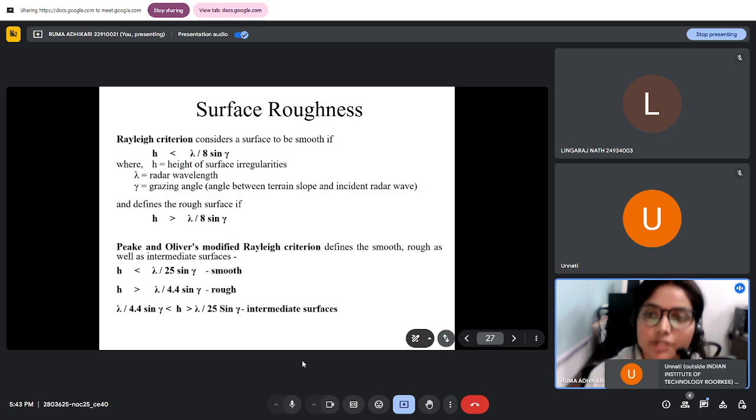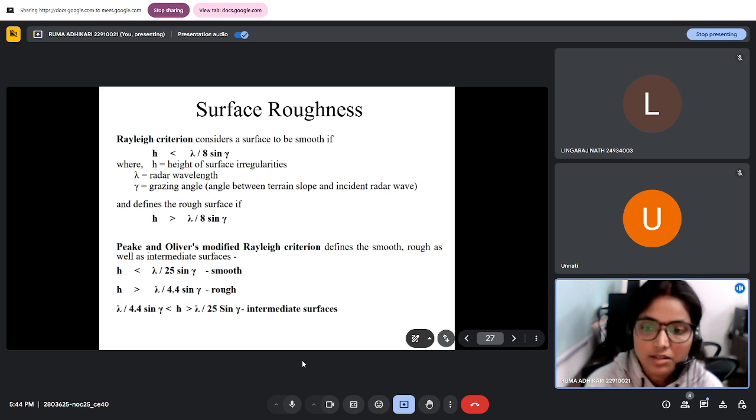Now this is how we quantify surface roughness. This is very important: it is called the Rayleigh criterion. It is the scientist who proposed these different scales, that the Rayleigh criterion considers a surface to be smooth. We will consider a surface to be smooth if h, that is the height of the surface, meaning to us the height of the target, is very small, you can say.